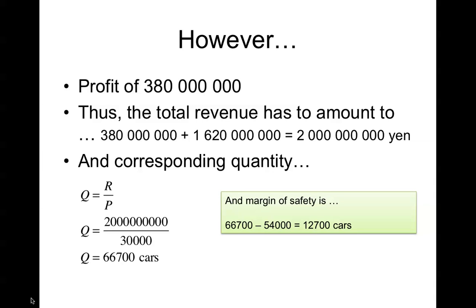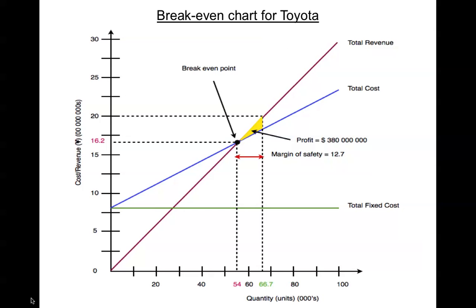Finally, through this, the margin of safety is the target quantity subtract the break-even quantity, which obtains a value of 12,700 cars. This is the break-even chart for this example.